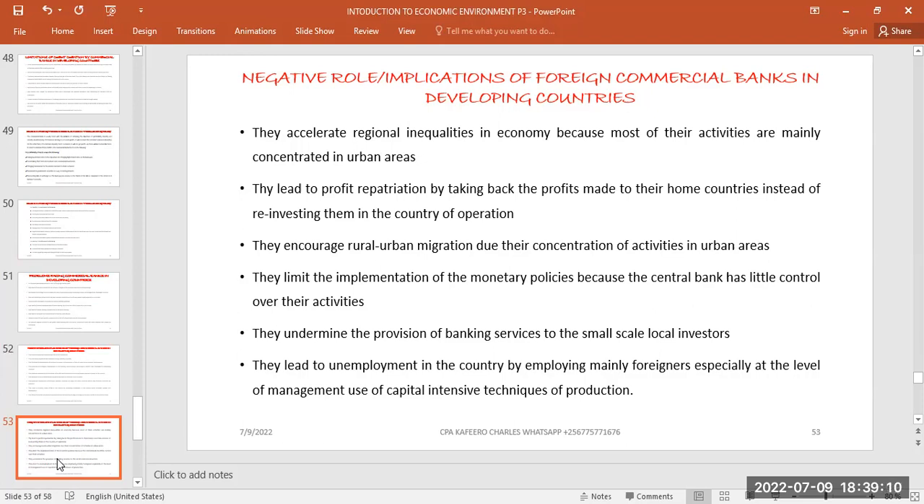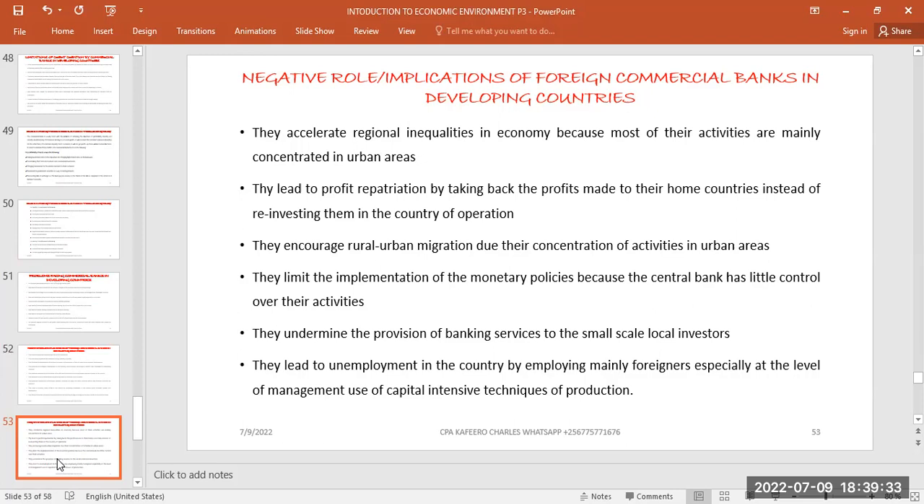The other one is they lead to profit repatriation. They take back the profit they have made within the country instead of reinvesting it back. When they make the profit, they take it to their mother countries, leaving the country of operation poor.